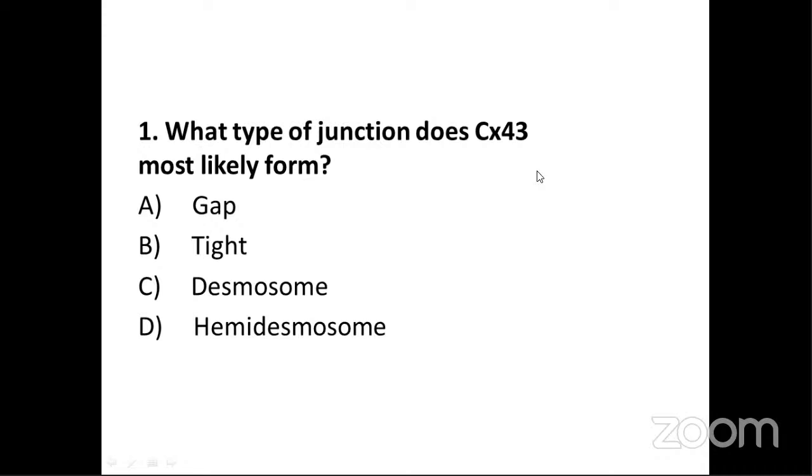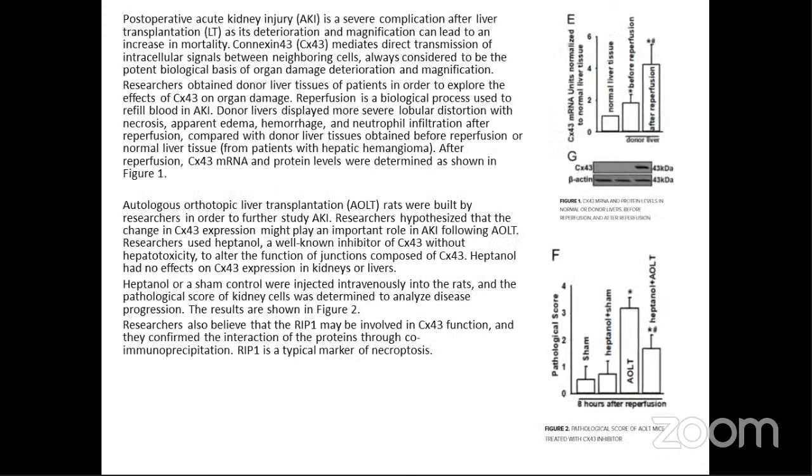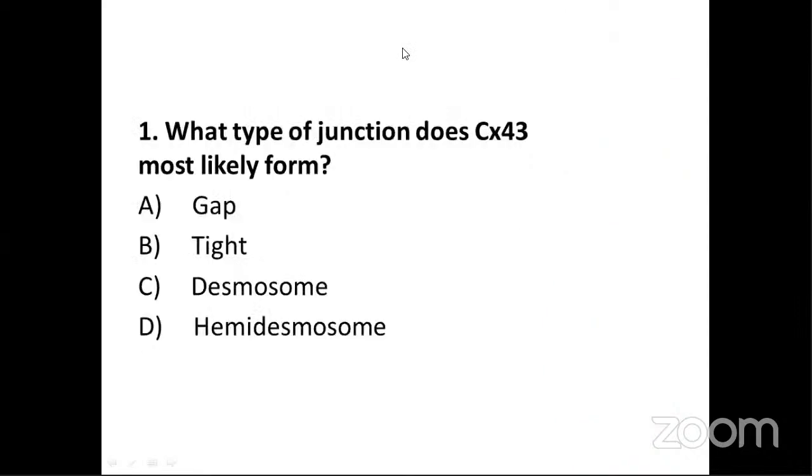So if everyone's ready, the correct answer is actually a gap junction. Oh, sorry. So yeah, this is just a simple knowledge question, right? Gap junctions, because it mentioned CX43, it mentioned its connexin, which mediates direct transmission between neighboring cells. So in this case, it would be gap junction.